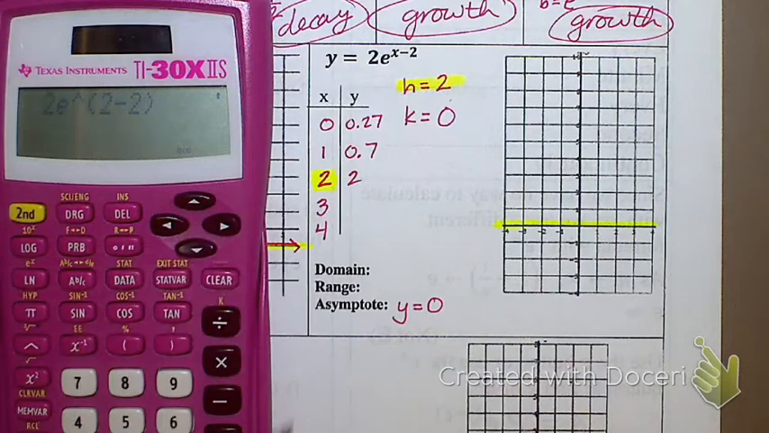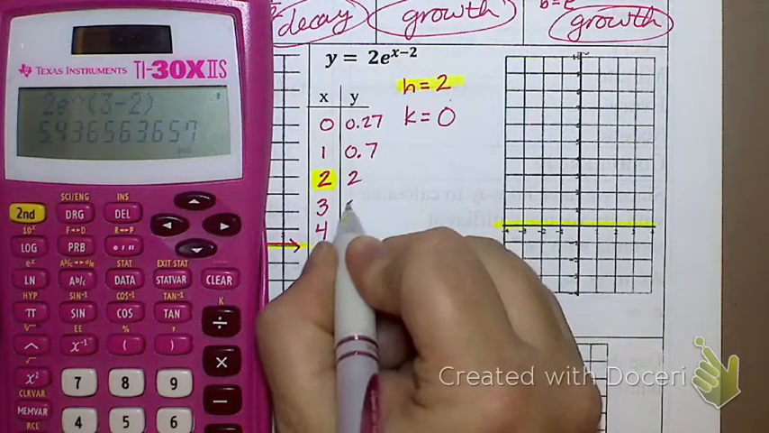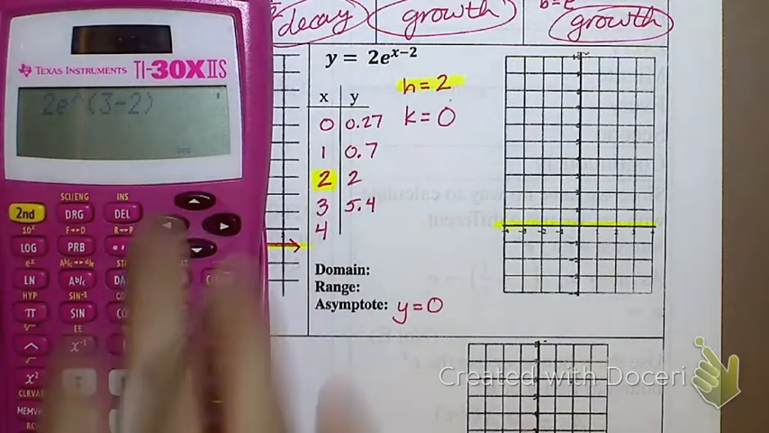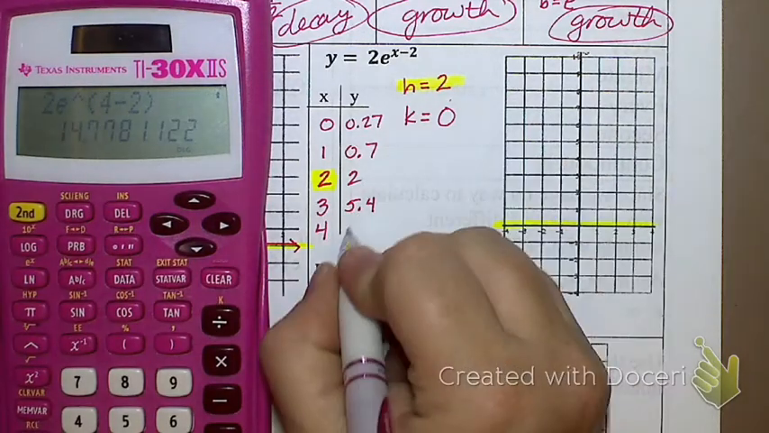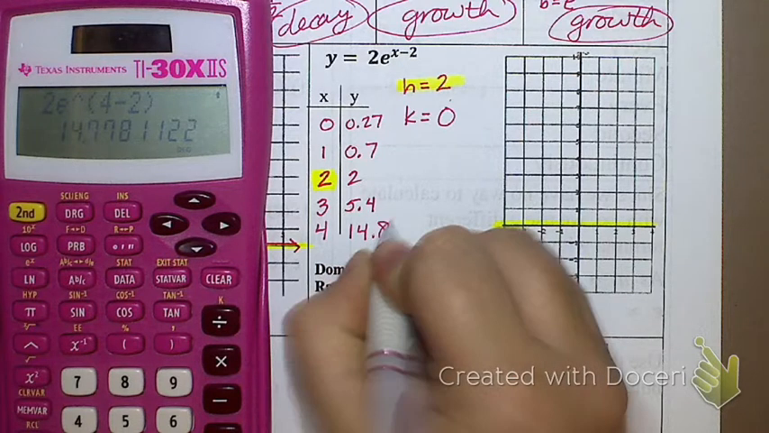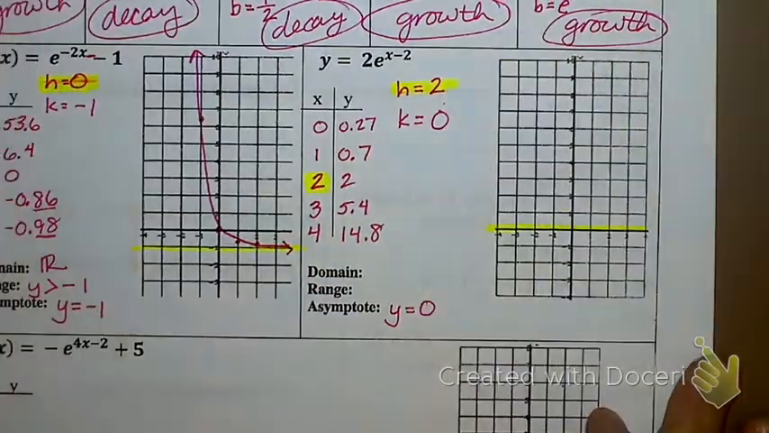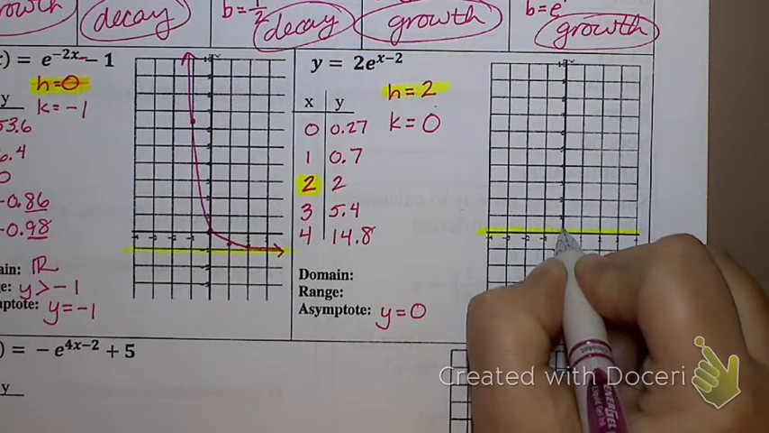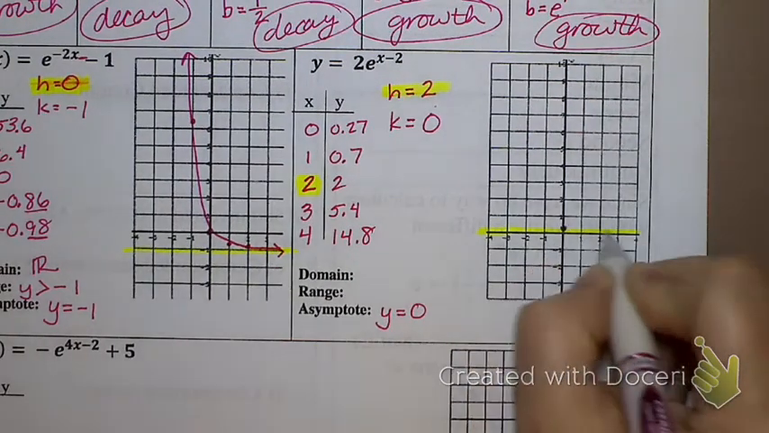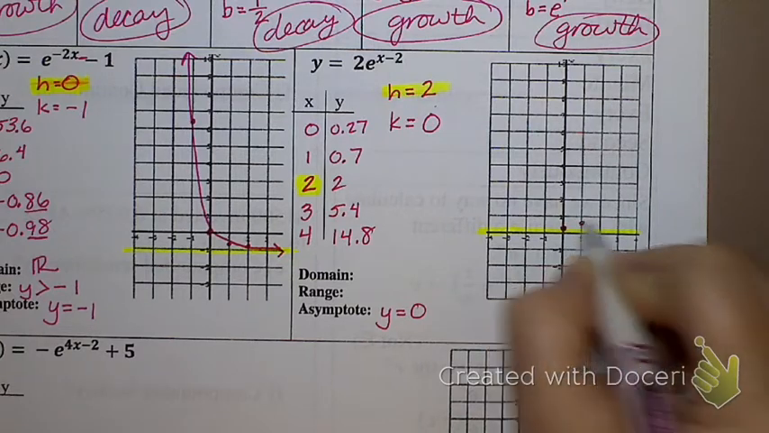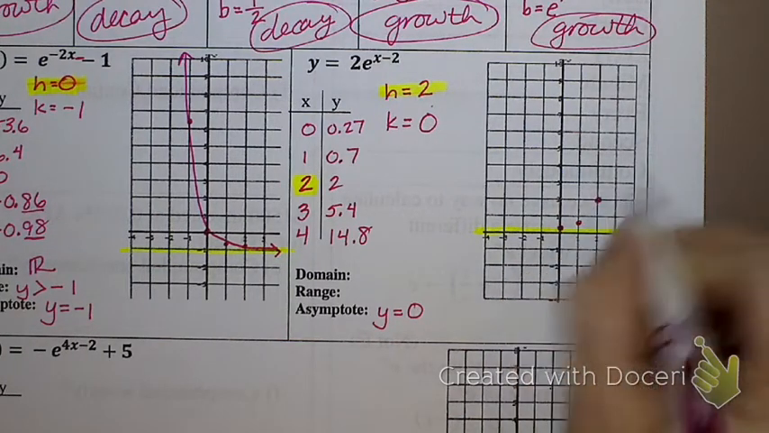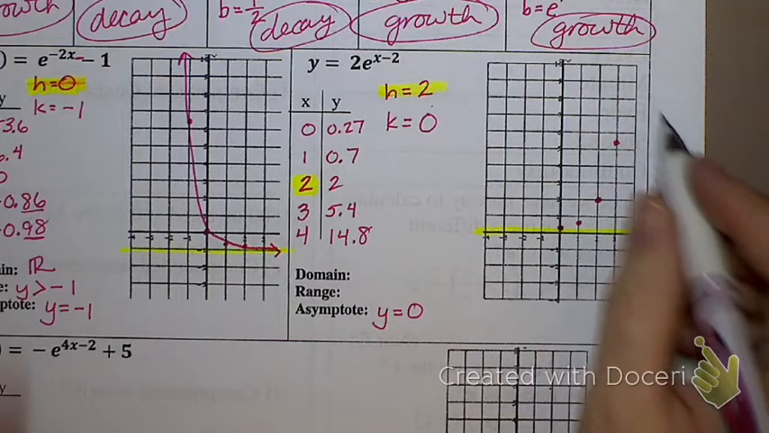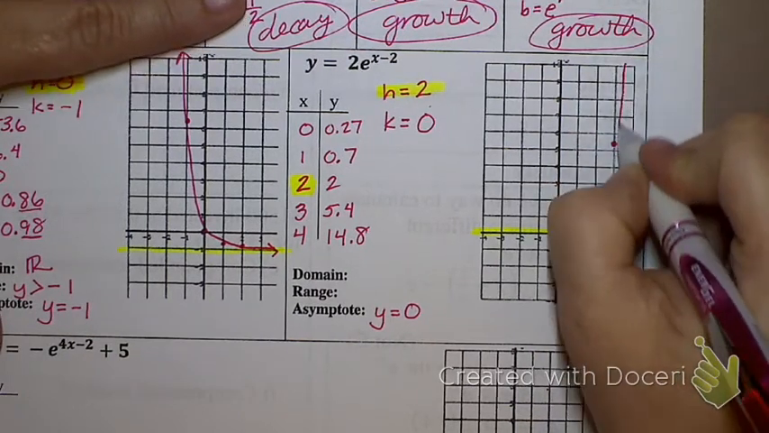Now I'm going to change that to a 3. And now I'm going to change the 3 to a 4. And I get 14.8, we'll say. So 0, 0.3; 1, 0.7; 2, 2; 3, 5.4; and then 4, 14.8 is off my graph. But I do know that it's going that way.